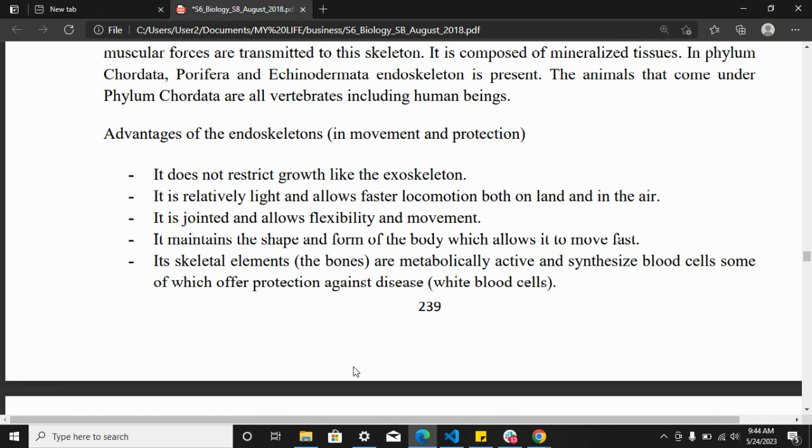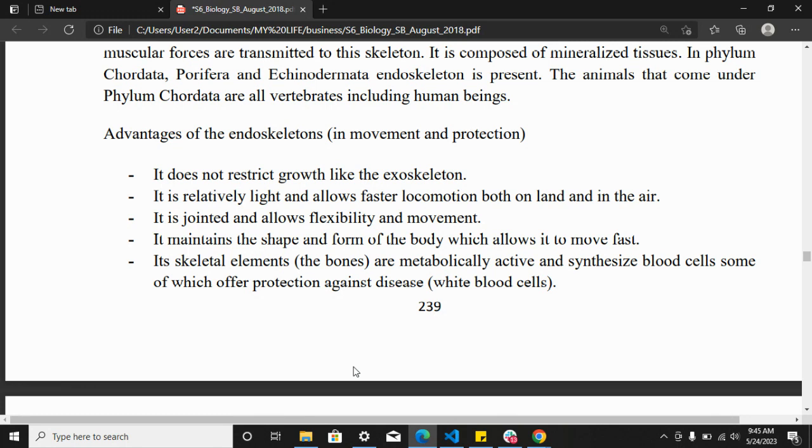So it is relatively light, not heavy, right? The endoskeleton is not heavy. The properties or characteristics of a bone are that it is rigid and strong, and also light, not heavy, but still rigid and strong. So it is relatively light and allows faster locomotion both on land and in the air. Because it is not heavy, locomotion or movement of the organism is easier, and the movement is strong and fast.